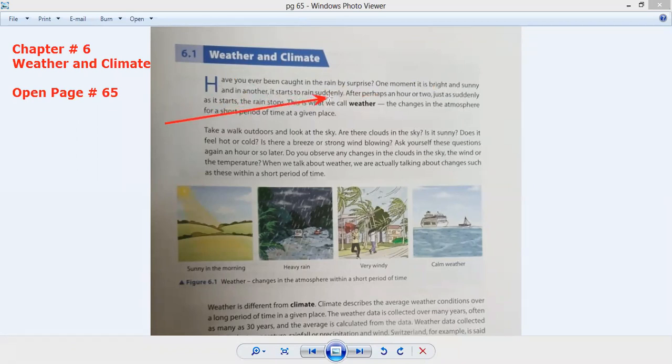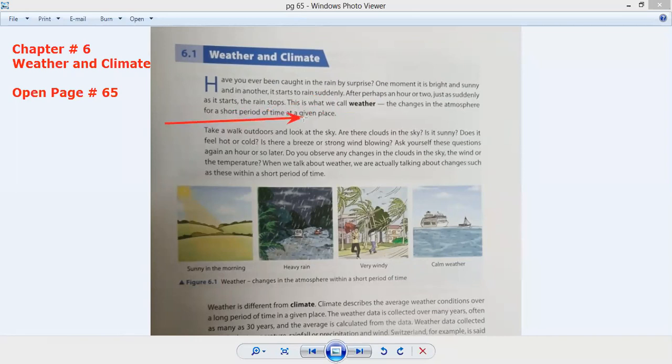If you see yesterday's weather in Uneza, it's the same. It's daylight, and then suddenly the rain starts. After perhaps an hour or two, just as suddenly as it starts, the rain stops. This is what we call weather: the changes in the atmosphere for a short period of time at a given place.